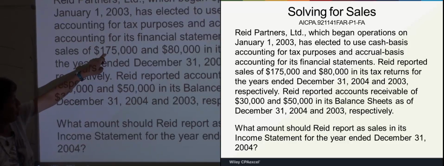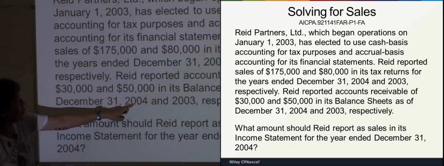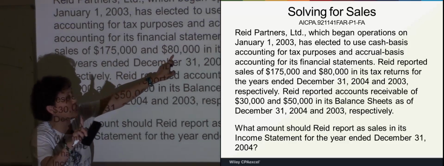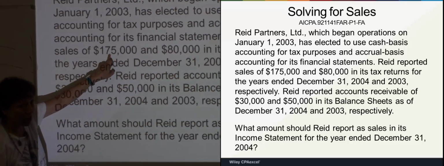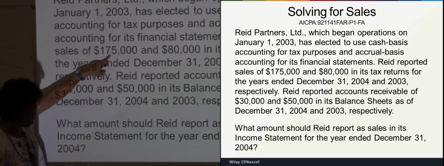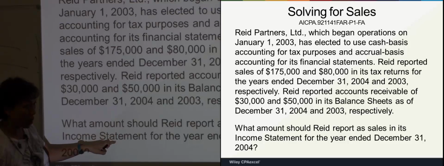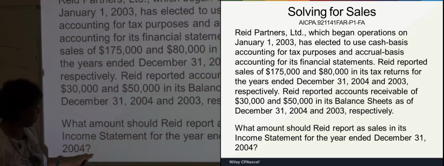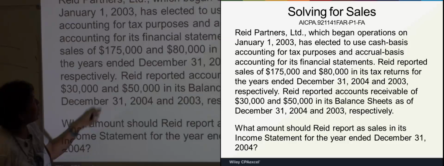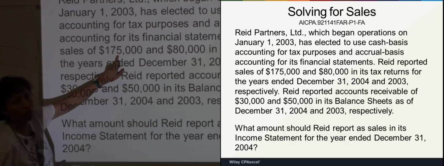The cash sales for 2003 is 80,000 and for 2004 is 175,000. Why do we use 2004? Because the question asks you to compute the accrual sales amount, the sales amount that appears on the income statement for 2004. So here we have to use the cash sales amount for 2004, which is 175,000.